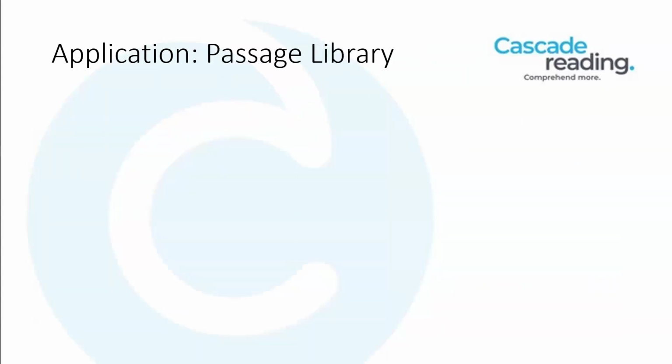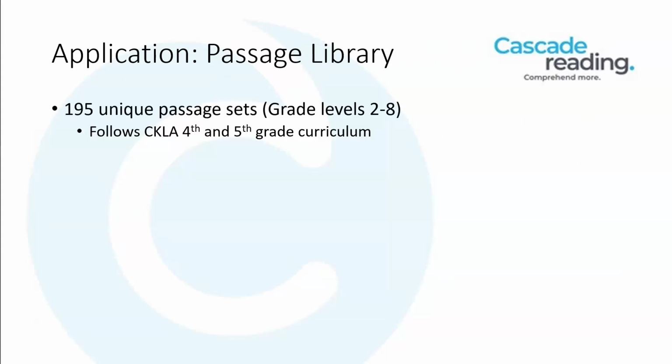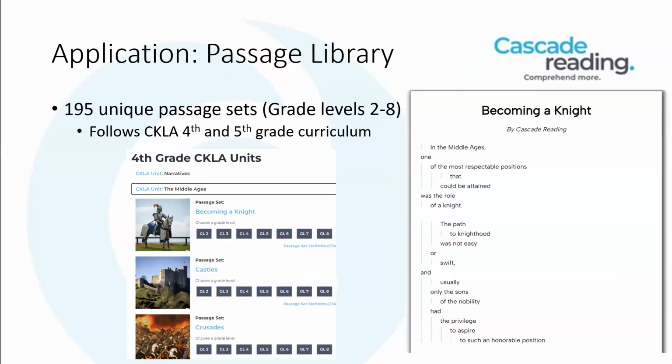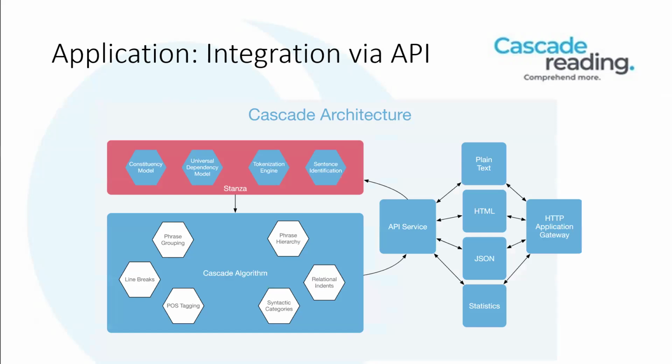There's also a passage library that's available that includes 195 unique passage sets, grade levels 2 through 8. And this follows the CKLA 4th and 5th grade curriculum topics. They're 195 unique passages, and so that's enough for a student to read a passage in every single school day for an entire year, and they're all in the Cascade format.